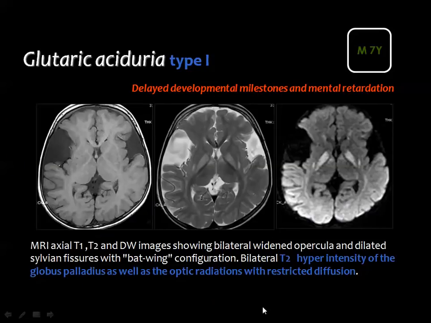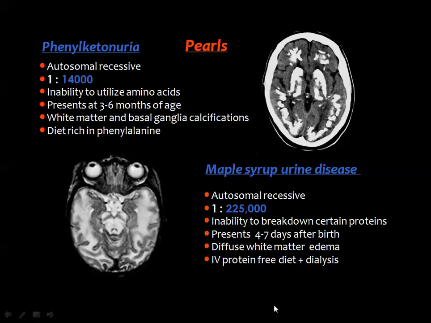And this is glutaric aciduria type 1 in a 7-year-old patient with developmental delay or delayed milestones and mental retardation, showing some of the classic appearances. Prominence of the sylvian fissures is one of the prominent features of this disease, and there is T2 high signal intensity in the globus pallidus as well as in the optic radiation, the white matter. These lesions will show restricted diffusion in diffusion weighted images, denoting they are of ischemic nature.